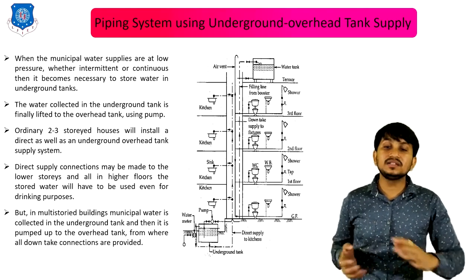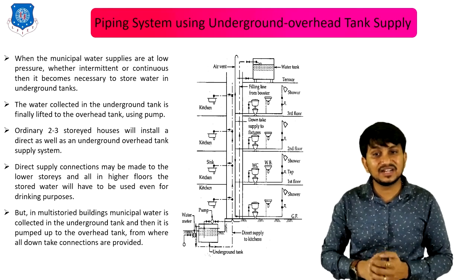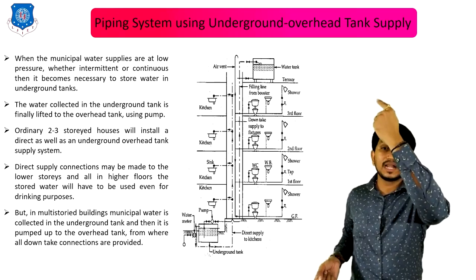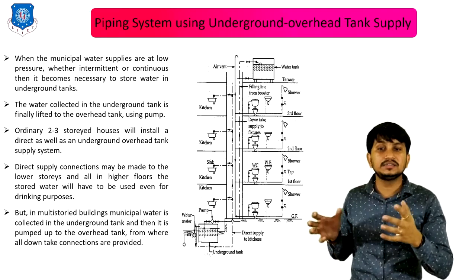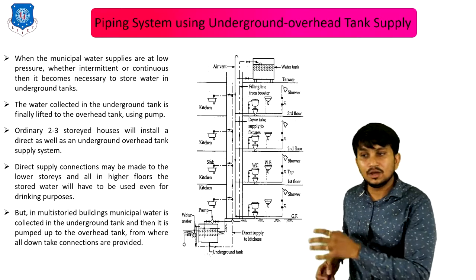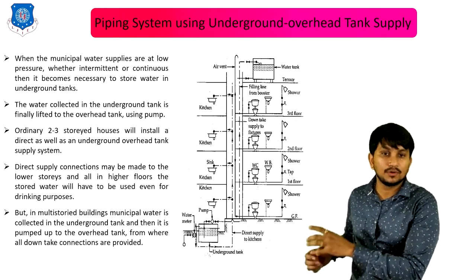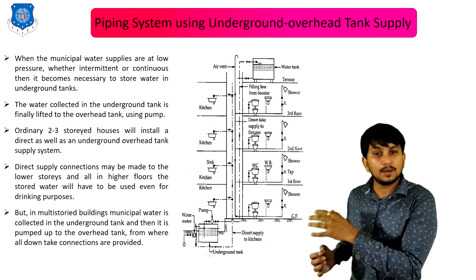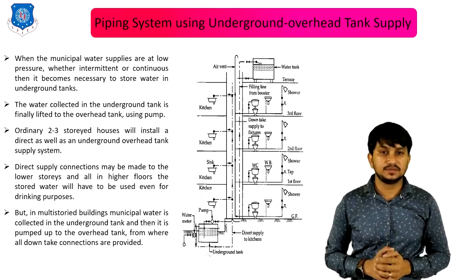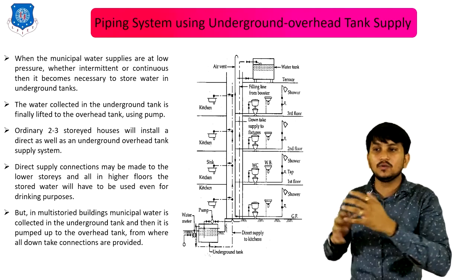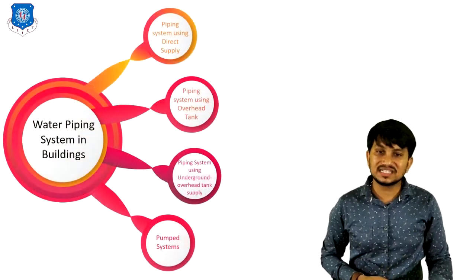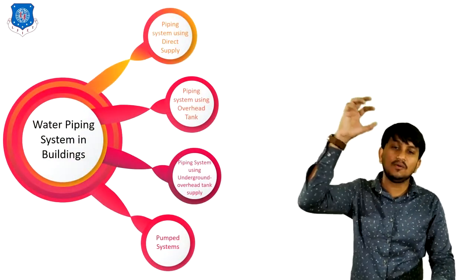But in multi-story buildings, municipal water is collected in the underground water tank and then it is pumped to the overhead water tank, from where all down tap connections are provided. So first of all, water comes in underground water tank from city mains. And then with the help of pump, this water is transferred from underground to the overhead water tank, and from overhead water tank all water connections are fitted. That's all about the third system using underground as well as overhead tank.